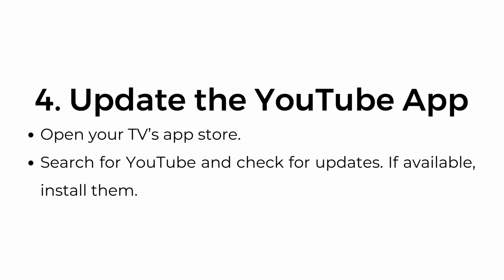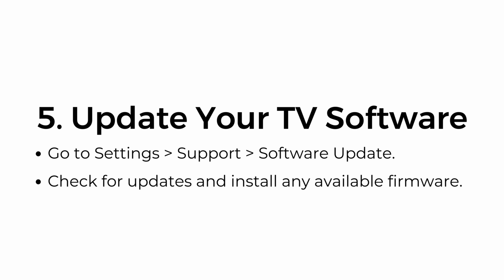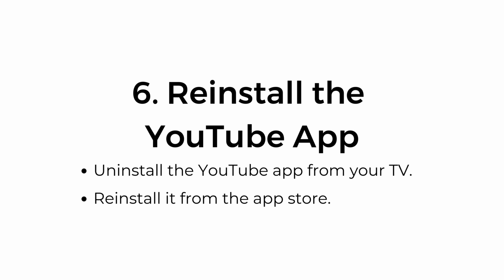If available, install them. 5. Update your TV software. Go to Settings, Support, Software Update. Check for updates and install any available firmware. 6. Reinstall the YouTube app. Uninstall the YouTube app from your TV. Reinstall it from the App Store.